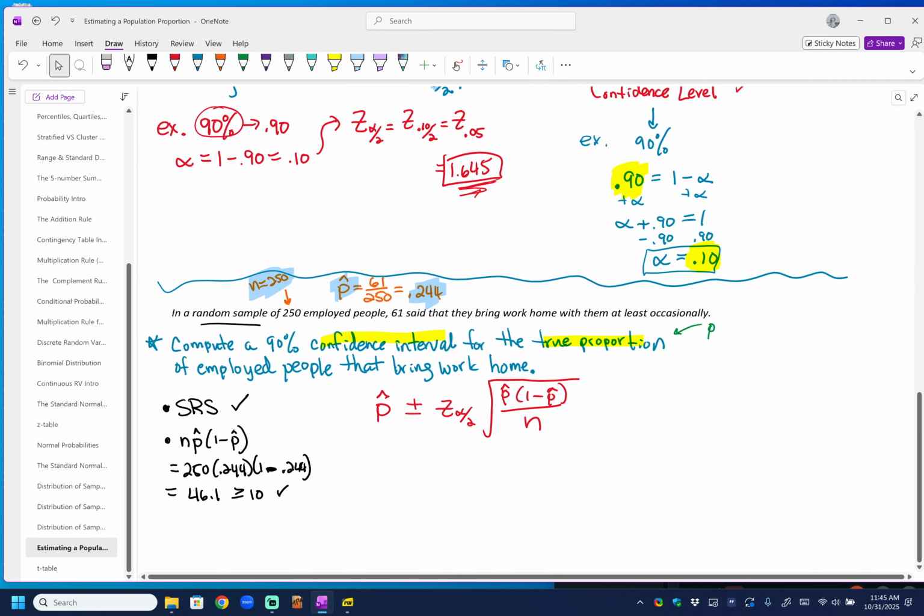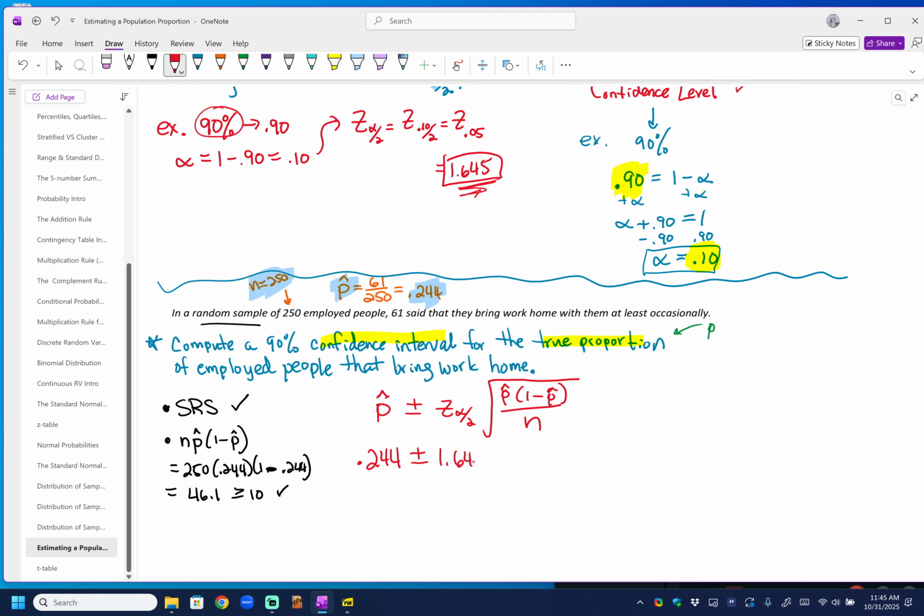So let's start plugging in numbers here. 0.244 is our sample proportion. We know that our z alpha over 2 is 1.645. And we also throw in our sample proportion over here and divide by 250, which is our n. My suggestion to students is to always find the margin of error. So this is E, the margin of error. Do that calculation first.